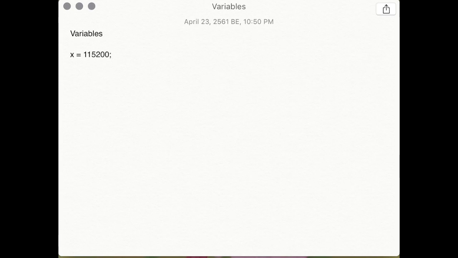And so with this, the value 115200 has been stored in variable x. Every time x is used, it is in the computer replaced by 115200.